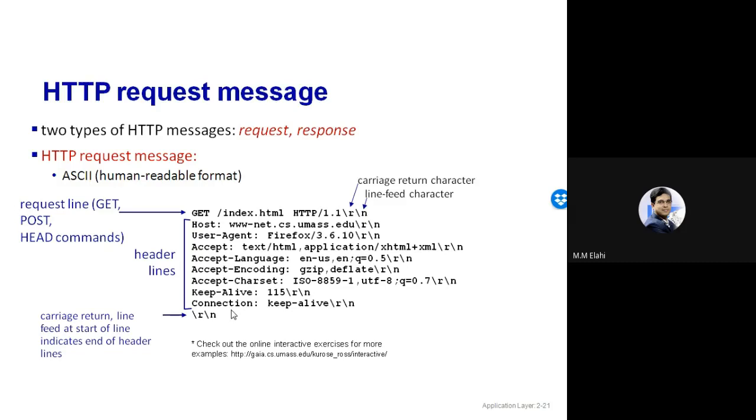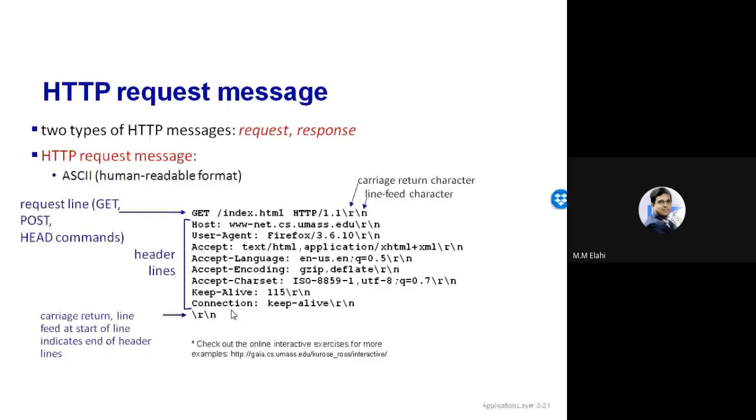Then you can see there are several lines. Those are called header lines, right? What is the purpose of header lines? Using header lines, the client can send some information to the server. For example, it says host www.net.cs.umas.edu. It can be www.facebook.com. So by the host header line, the client can specify the server's host name or domain name.